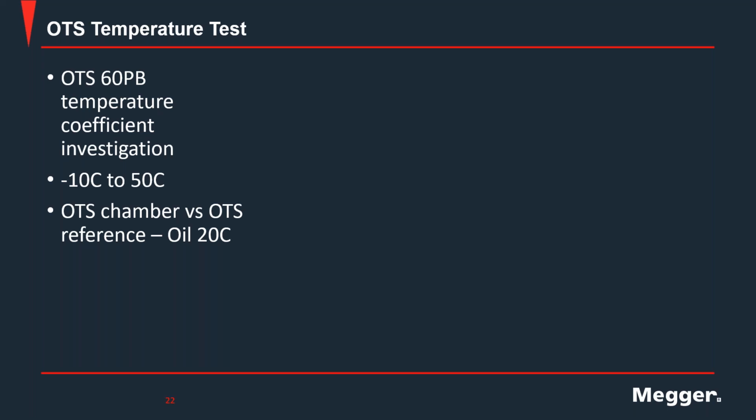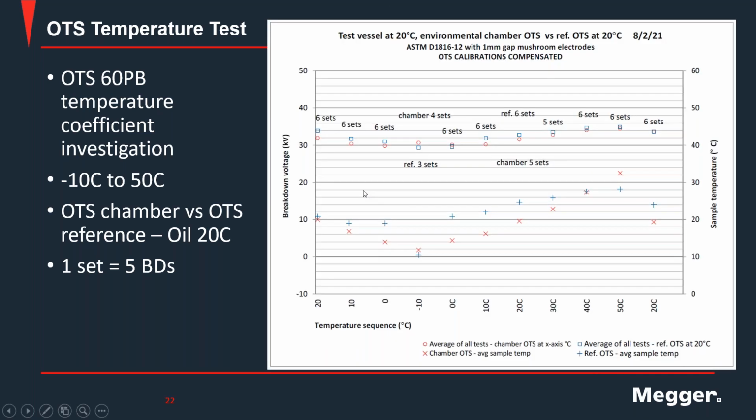For both of these OTS, the one in the chamber and the reference, the oil was always at 20 degrees centigrade. So we were looking at the effects of ambient temperature on the actual instrument itself, but the oil remained at 20 degrees centigrade. Okay, and we did a number of tests. When you see the graph, you'll see that one set is a complete ASTM D1816 test, which consists of 5 breakdowns. And this was the resulting graph from all of the testing that we did.